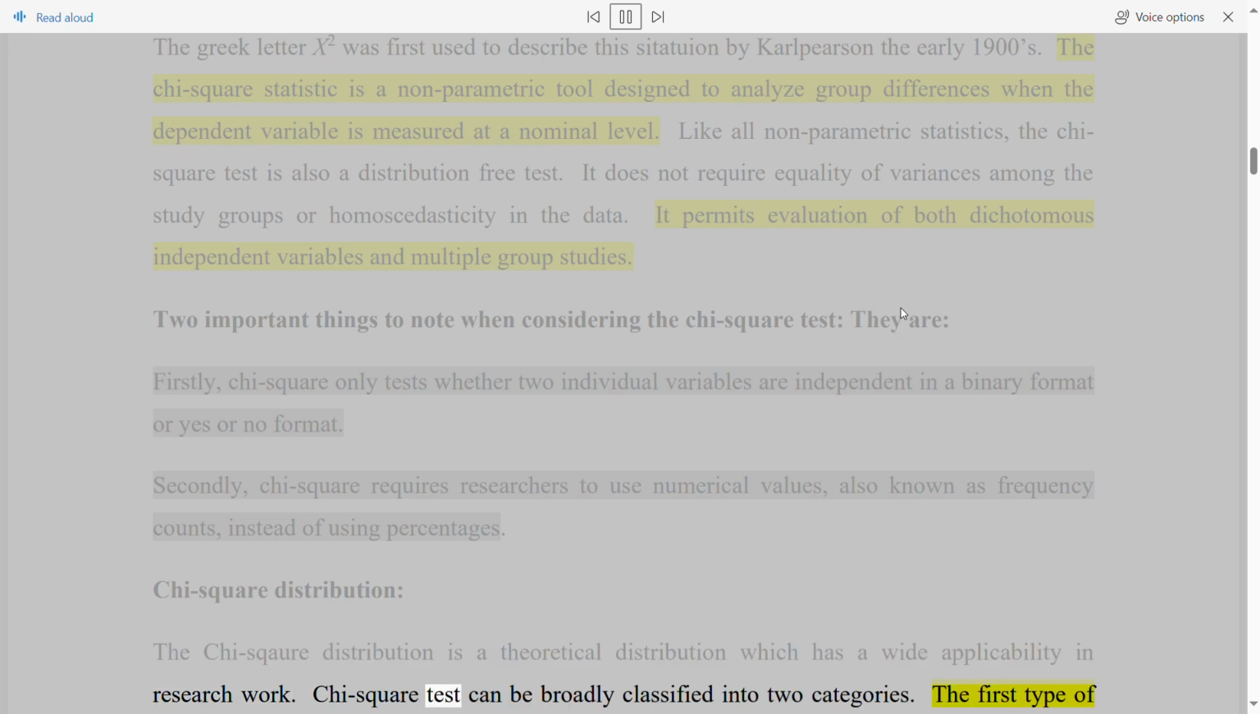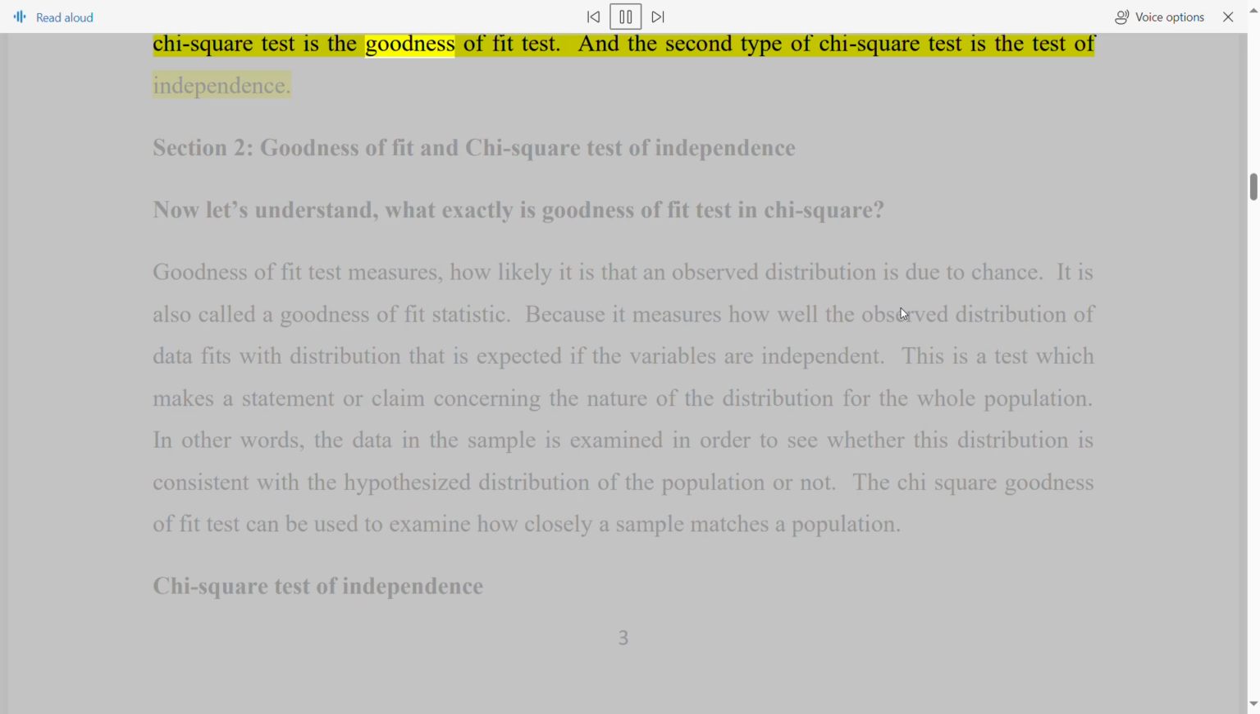Chi-Square test can be broadly classified into two categories. The first type of Chi-Square test is the goodness of fit test. And the second type of Chi-Square test is the test of independence.